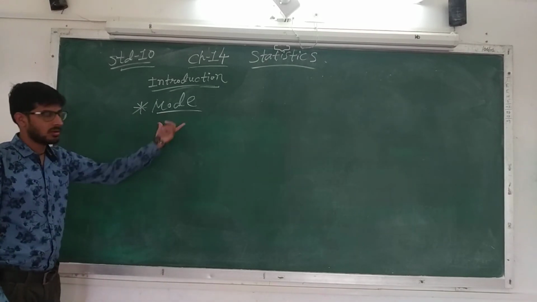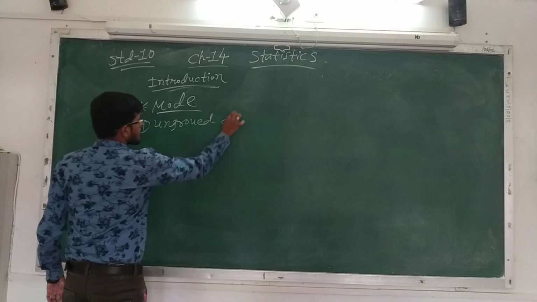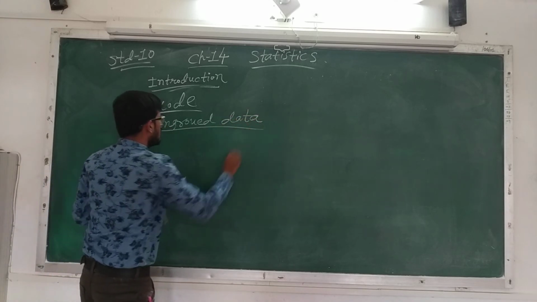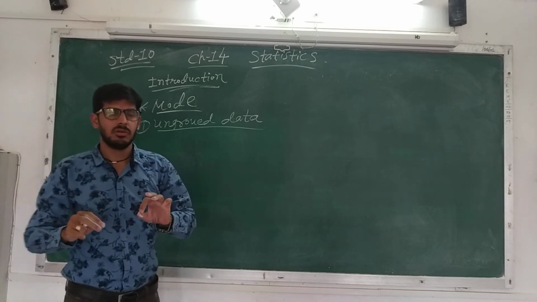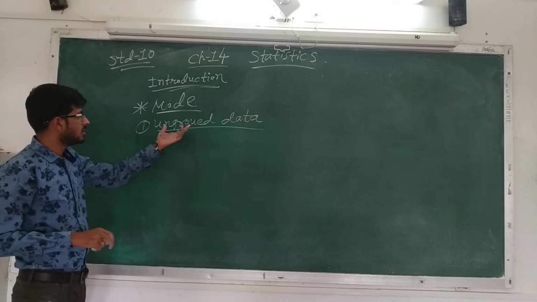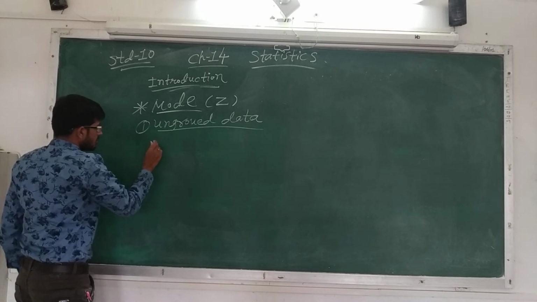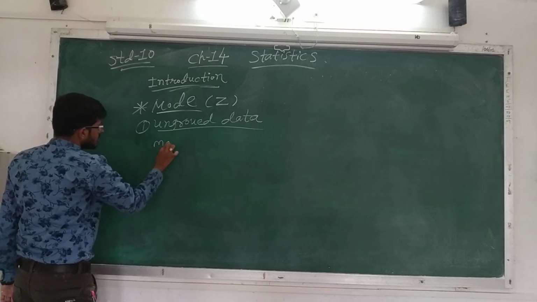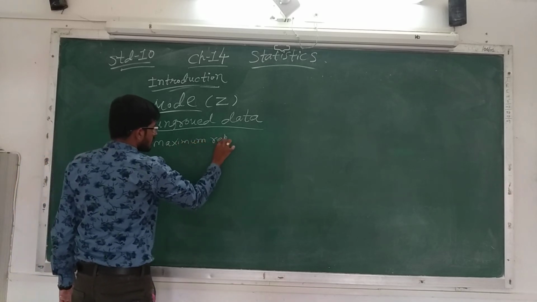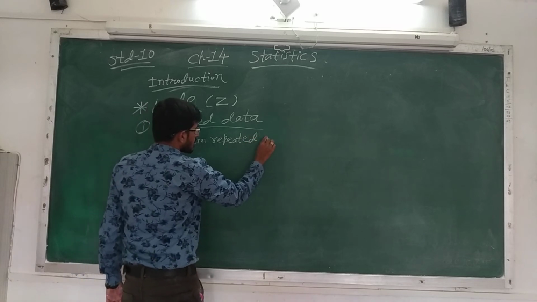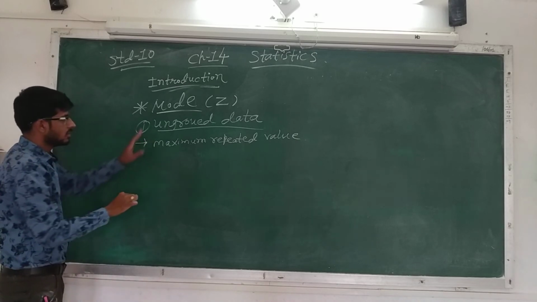Next, mode. Now first for ungrouped data. In given observations, the maximum repeated number is called a mode, and it is denoted by z. Maximum repeated value is called a mode.